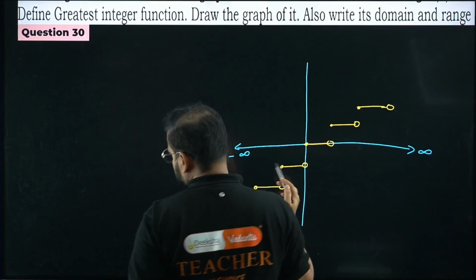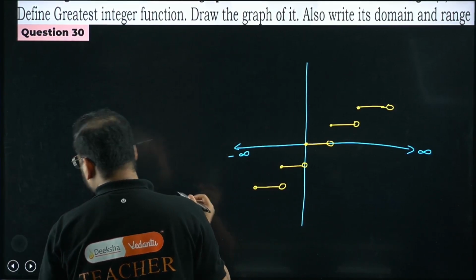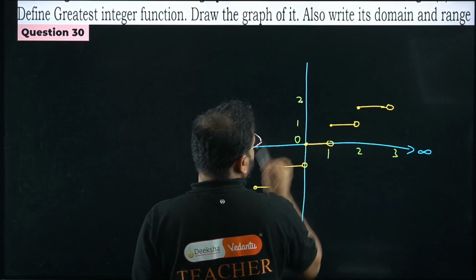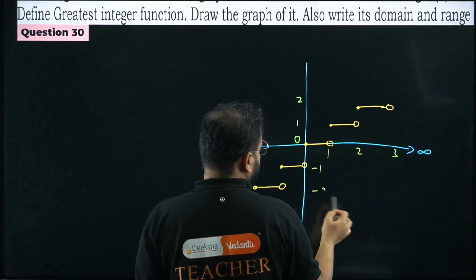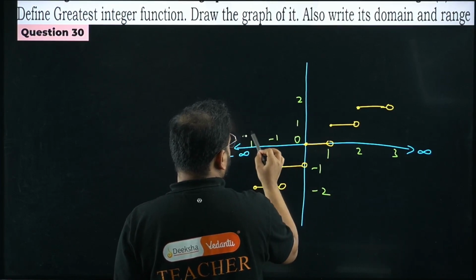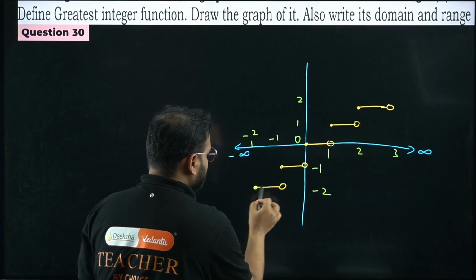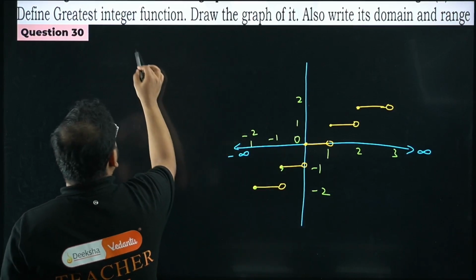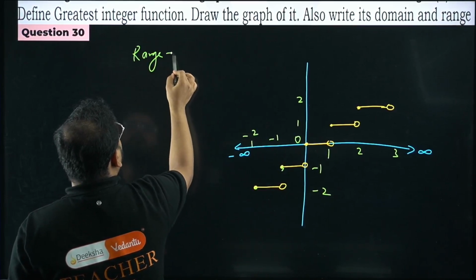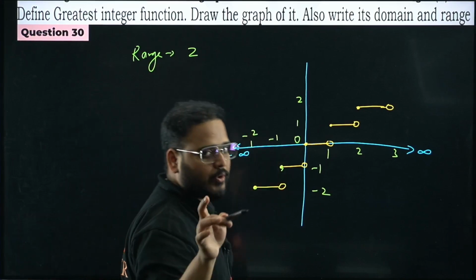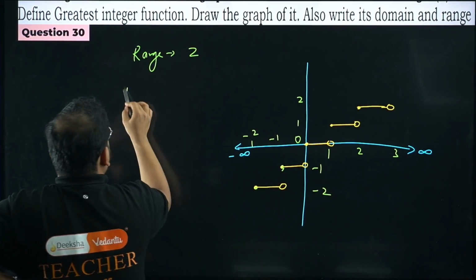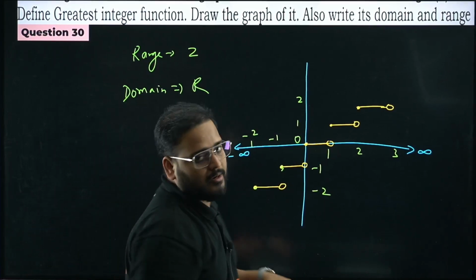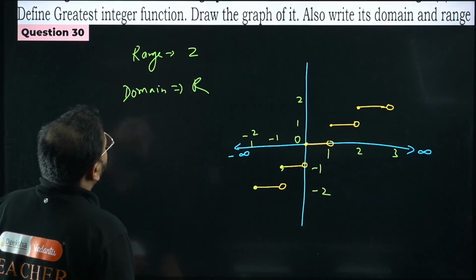What are these points? If you remember, I can write it over here. This is 0, this is 1, this is 2, this is 3, and on the other side -1, -2. This side is closed. So if you check, the range is only integers, positive and negative both. And the domain is all real numbers. That's it. The graph is defined over here.